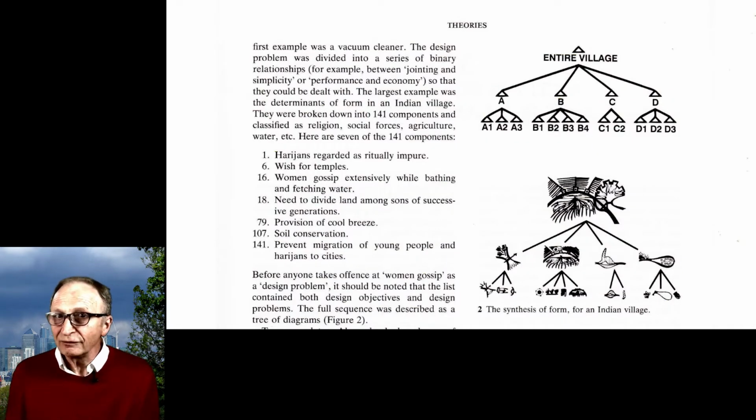They were broken down into 141 components and classified as religion, social forces, agriculture, water, etc. Here are 7 of the 141 components. 1. Harijans regarded as ritually impure. 6. Wish for temples. 16. Women gossip extensively while bathing and fetching water. 18. Need to divide land among sons of successive generations. 79. Provision of cool breeze. 107. Soil conservation. 141. Prevent migration of young people and Harijans to cities.